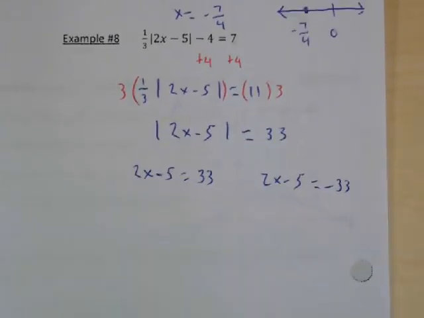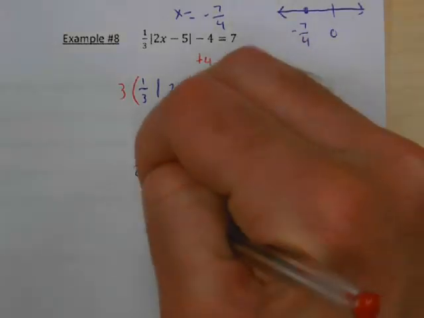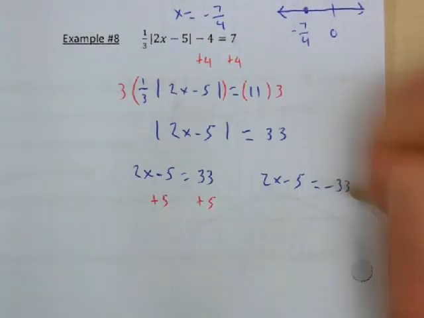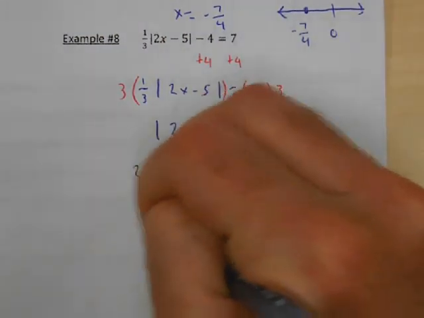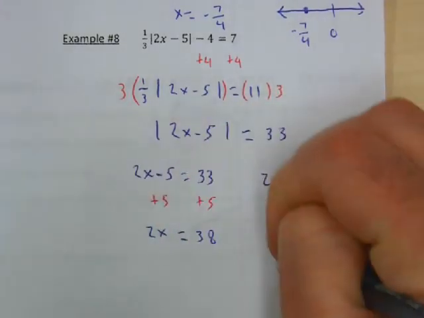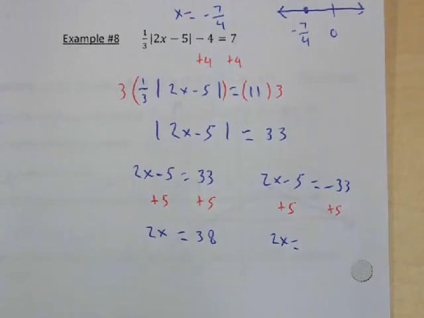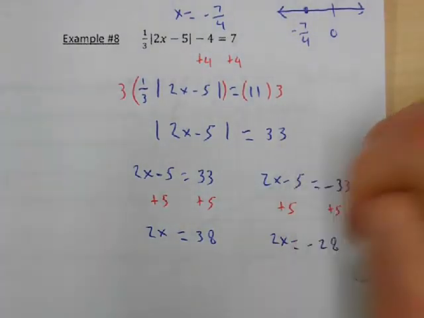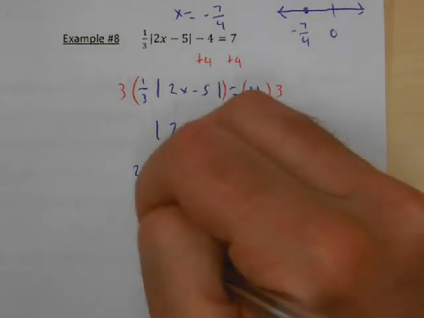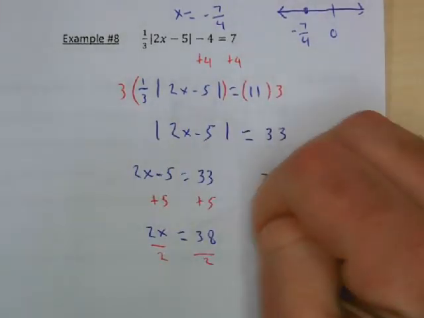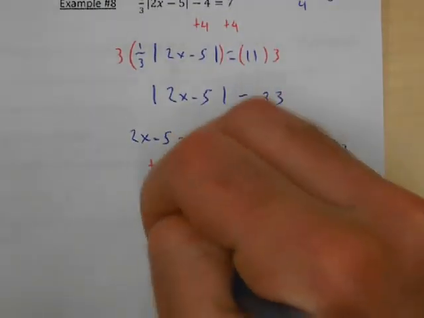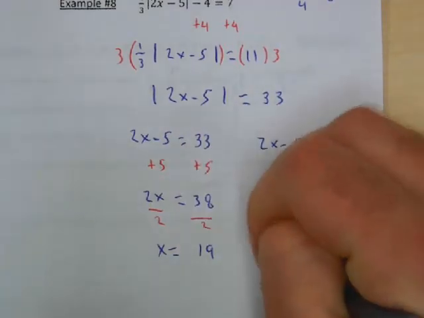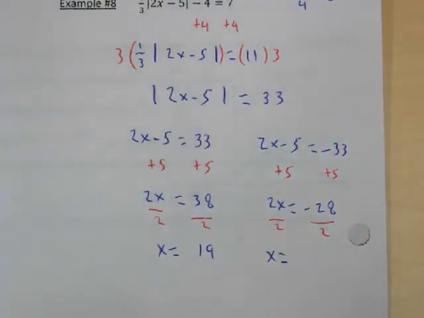Okay. To solve these, we're going to do the same algebraic steps on both sides. We're going to add 5 to both sides first in both equations. We'll go ahead and solve these at the same time, which gives us 2x equals 38, and 2x equals negative 28. Okay, and then last step, divide both sides by 2 in both equations. And then we get x equals 19 and x equals negative 14. Okay, so then those are my two answers.